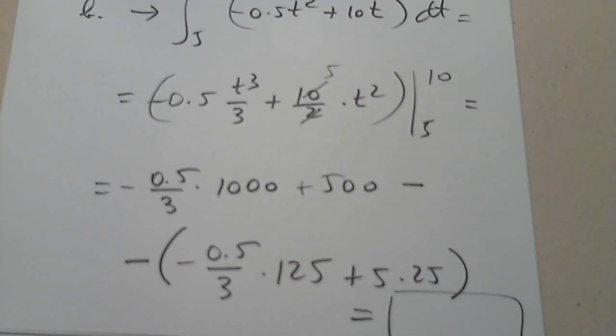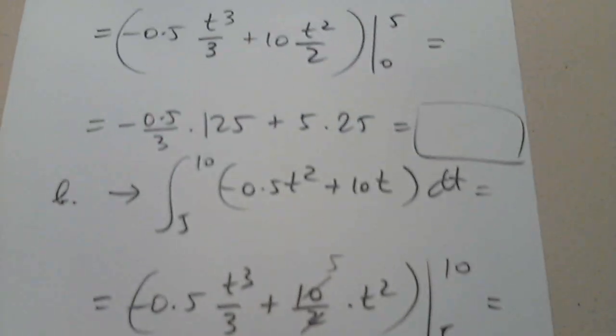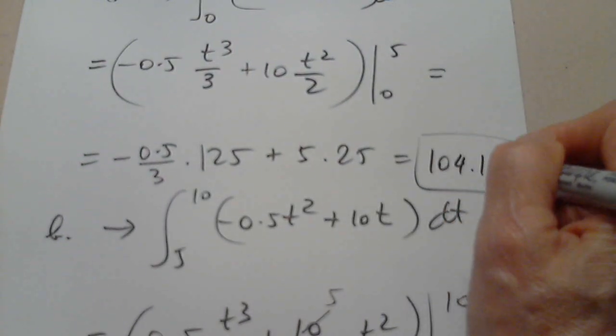So negative 0.5 divided by 3. I prefer to put this in parentheses, although it will not make a difference. So negative 0.5 divided by 3 multiplied by 125, and then plus 125. So the first one is 104.167.